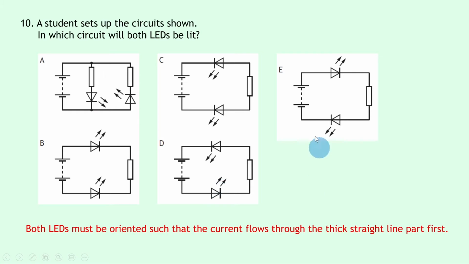So the answer must be E here, but let's just check that it's going to make sense. So the current leaves here and passes through the straight line part first, so that looks good. It's then going to pass through the resistor and through this straight line part of the LED and back to the battery. So that looks good to me, so our answer is E.